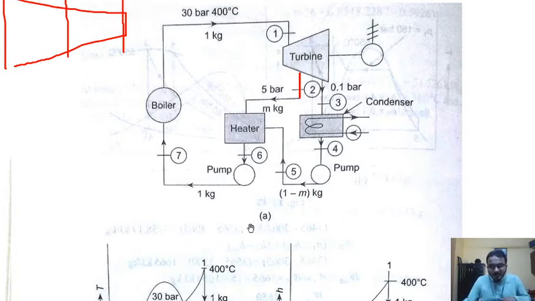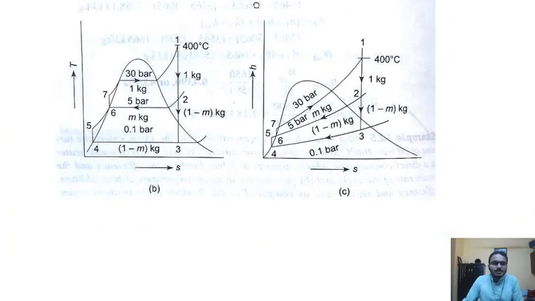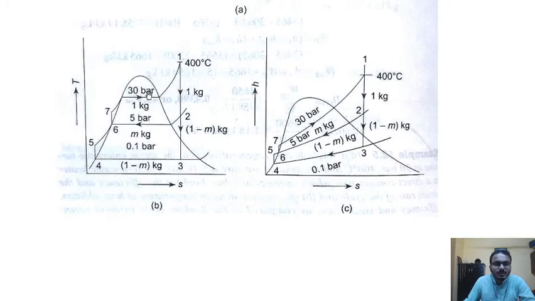And at the bottom here the TS diagram and HS diagram are provided. So here the initial condition was 30 bar, 400 degrees Celsius, 1 kg is going to the halfway point, that is 5 bar. At 5 bar we are extracting the steam, that is m kg, and the remaining 1 minus m kg is going into the turbine. After expansion it is going into the condenser. This is already known to you, so we will not discuss it further.